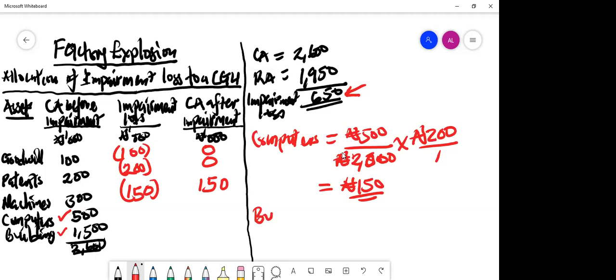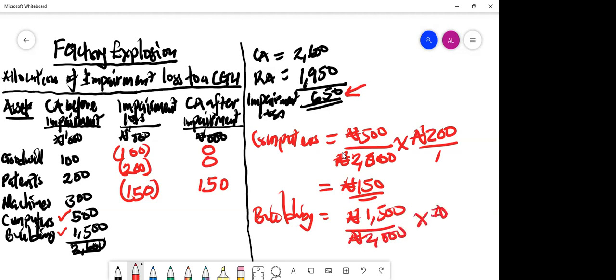I will also do it for building. So what do I have there? I have 1,500. Divided by 2,000, then multiply by 200. That should be 50, right? Yes, that should be 50. So my brain is just telling me that. This should be 150, because at the end of the day, I must get 200. If I add this 50 to this 150, it gives me 200. Well, let me press my calculator to confirm what I'm doing.